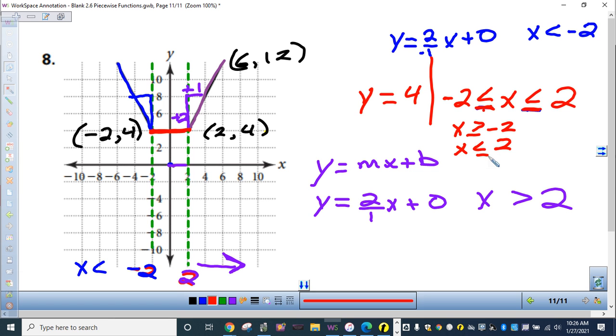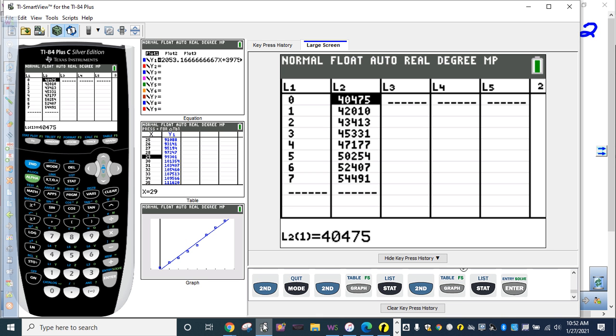Okay, so that's it, that's all we got. We are going to go and do number 12 from your homework last night, okay? Number 12 from your homework, stat edit, put in this list. This I know. Oh, I already did that.